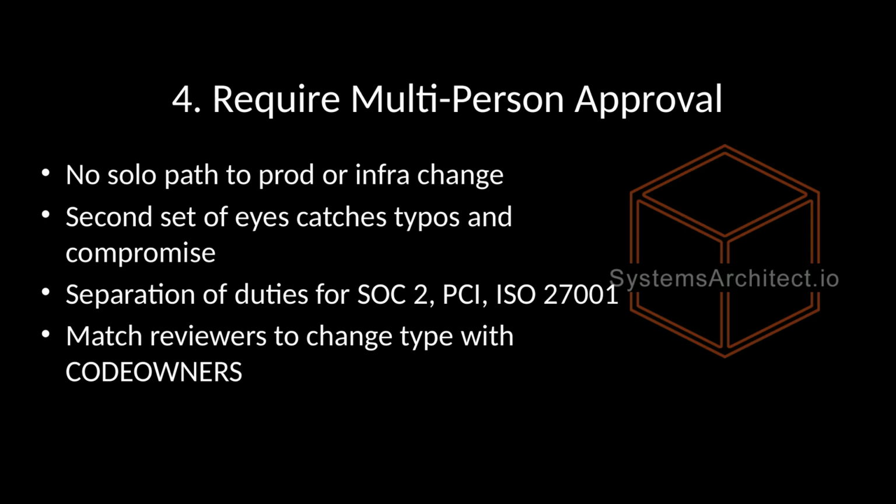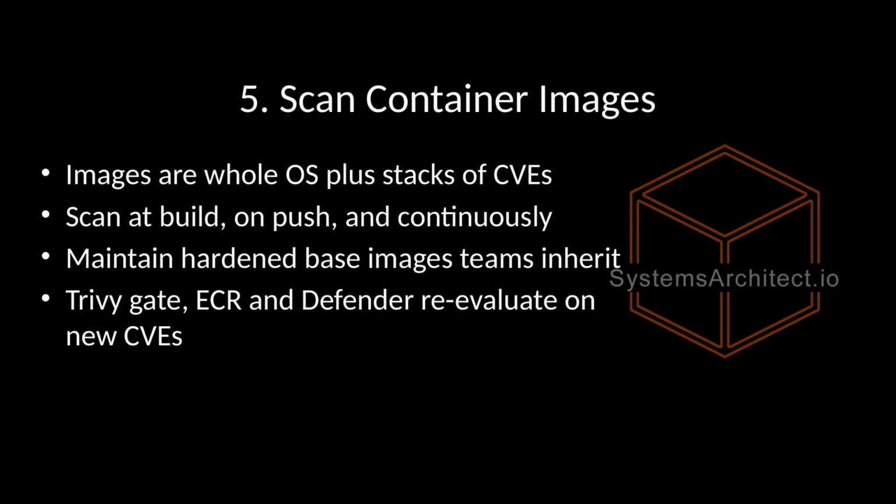Match reviewers to change type with code owners. Platform owns Terraform. Security owns auth paths. App teams own app code. Do not use one giant approvers group for everything. GitHub branch protection, GitLab protected branches and approval rules, and Azure DevOps environment gates with exclusive locks all enforce this before merge or deploy.